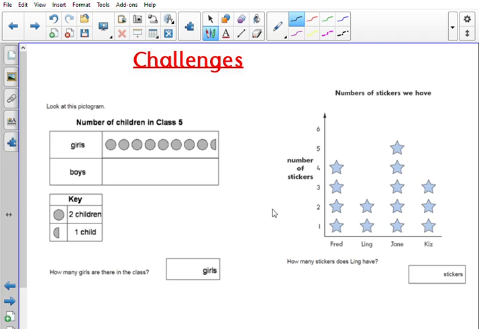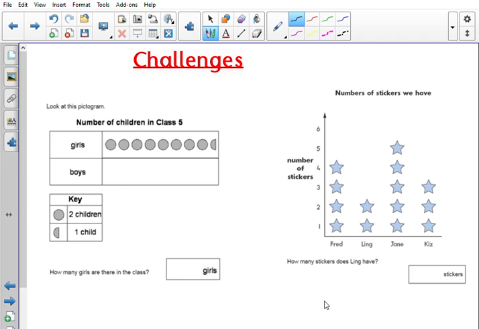Okay? Then over here, we have a pictogram to show how many stickers some children have got. And what we're going to have a look at is how many stickers does Ling have. Okay? And you can see at the side there that the numbers will correspond to the stars given. Have a look out for any extra challenges as well that you might be given.